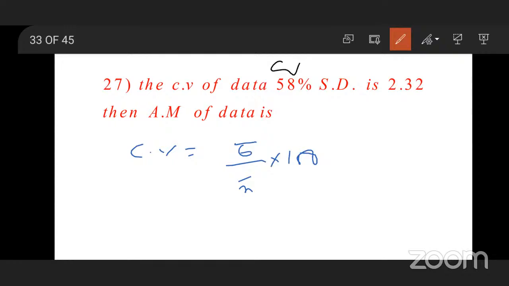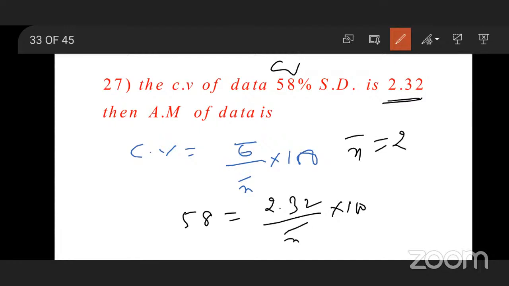What is standard deviation? Standard deviation means this one. So what do you want? Sigma. Therefore, substitute. What is the value? 58 is equal to, what is the standard deviation? 2.32 by x bar into 100. Therefore, x bar is equal to what value? x bar is equal to 232 by 58 only. 232 by 58 is equal to 4. 4 is the arithmetic mean of the given problem.